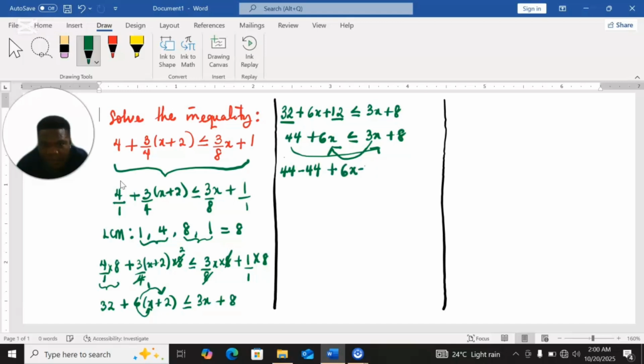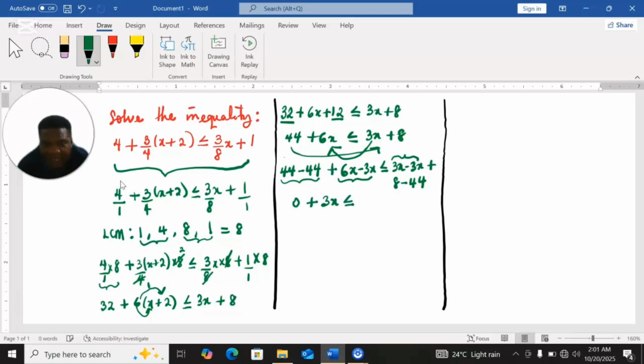So I'm going to subtract 3x from both sides and 44 from both sides. So that will give us 3x here minus 3x plus 8 minus 44. Okay, so that is what it means when we do that movement you usually hear or say as mathematics teachers. So this will give us, by simplification, 44 minus 44 is now 0, and 6x minus 3x is now 3x.